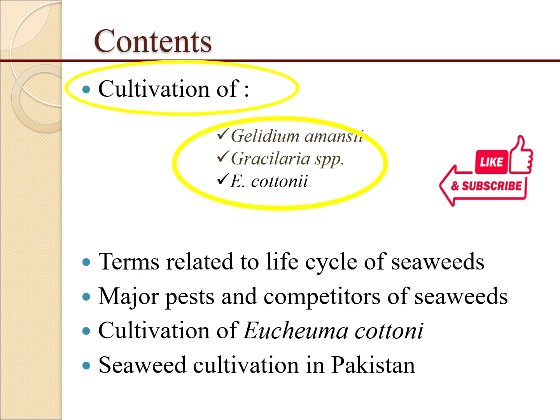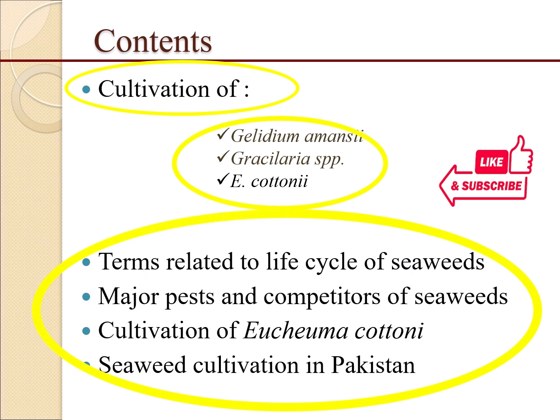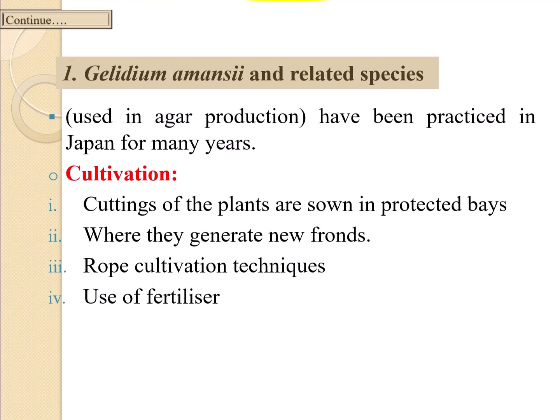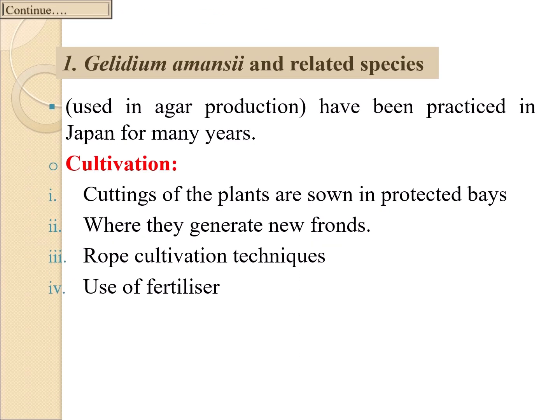Today's video is about production of green algae like Gelidium amansii, Gracilaria species and Eucheuma cottonii. Terms related to the life cycle of seaweeds will also be discussed, along with major pests and competitors of seaweeds and seaweed cultivation practices in Pakistan. Let's discuss Gelidium amansii.